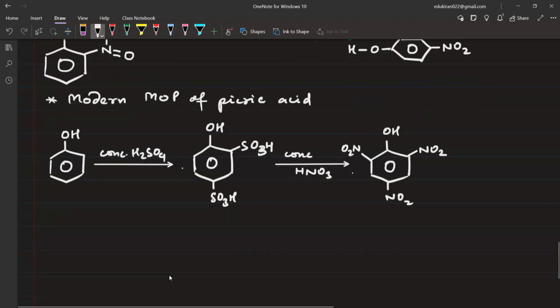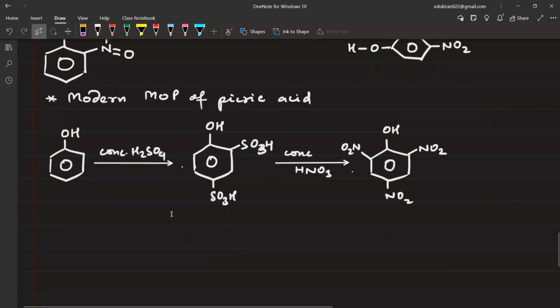Okay. You write the name of this particular molecule. This is phenol 2,4 disulfonic acid. Sulfonic acid, not sulfonylic, sulfonic acid.